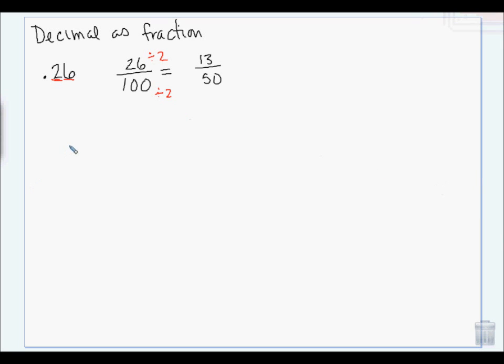If we have a decimal with a whole number component, that stays a whole number. And you have 1 decimal place, so 1 0. And then I can reduce that further by dividing by 2.